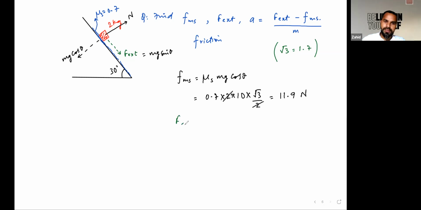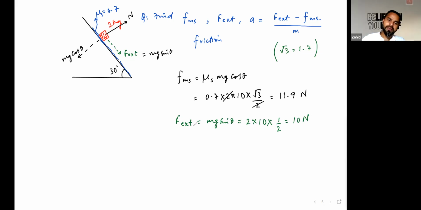Now, in this part, we have F external equal to mg times sine theta. So m is the mass of block, that is 2 kg. g is gravity, which is nothing but 10. And sine of 30 degree is equal to 1 by 2. So on solving, you will get 10 Newton. Khalid, is it clear? Yes, sir.